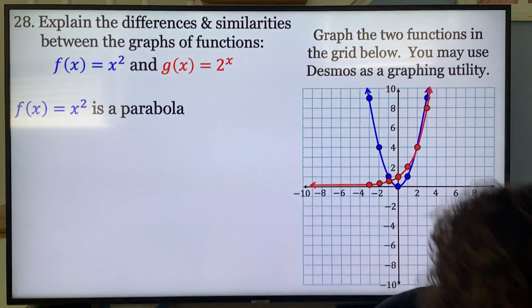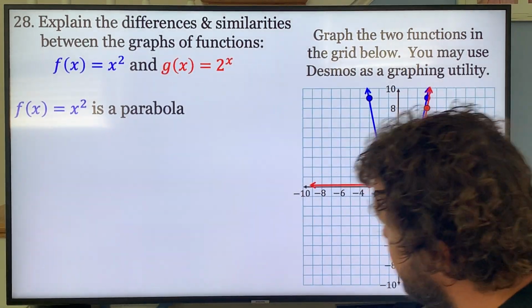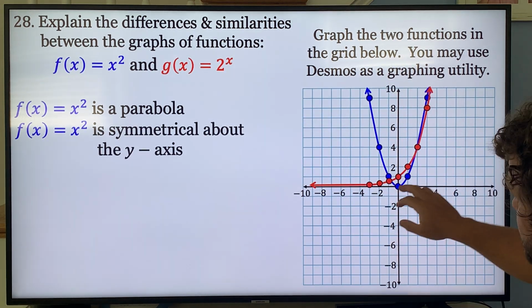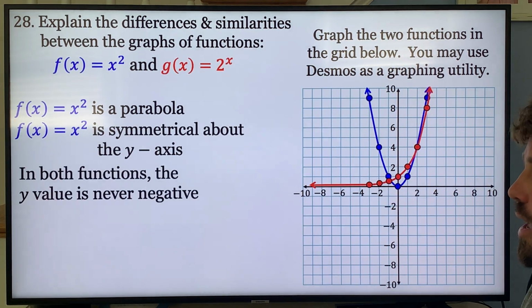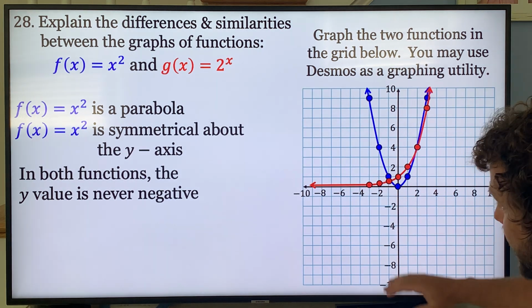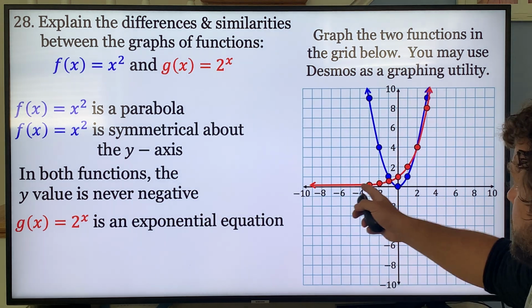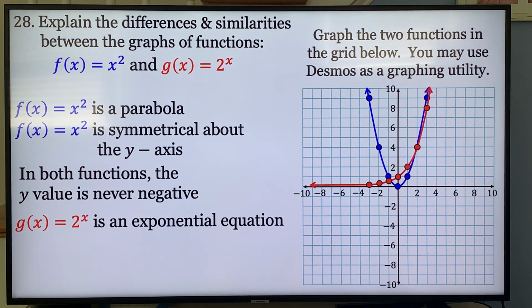So let's look at right here. F of x equals x squared is a parabola. It's also symmetrical about the y-axis. Whatever you do to the left, you do to the right. Now, both functions, you never have a y value that's negative. All right? G of x is 2 to the x, an example of an exponential equation.